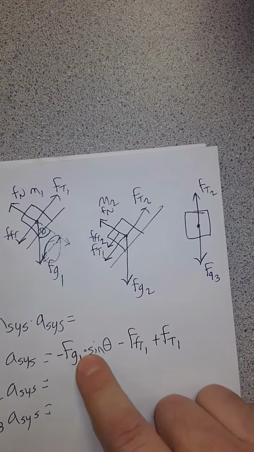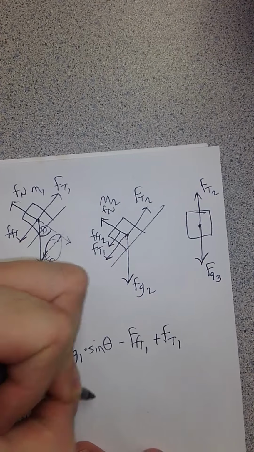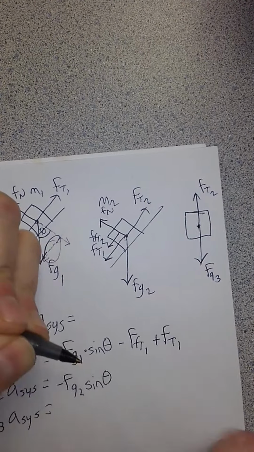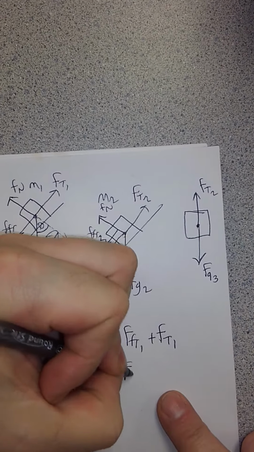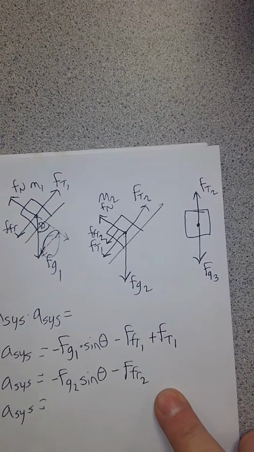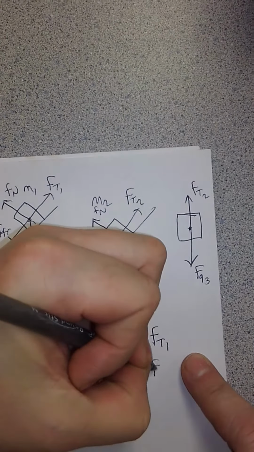It's going to have its own little gravity component just like that other one did. Okay, Fg2 sine theta. Keep in mind the theta in this case is the theta of your ramp. Okay, it's also got friction wanting to pull it downhill. Okay, and then we get our tension, plus FT2.